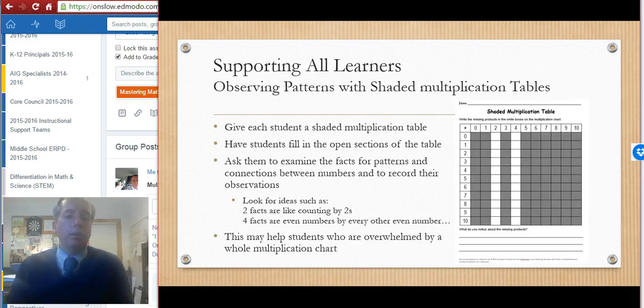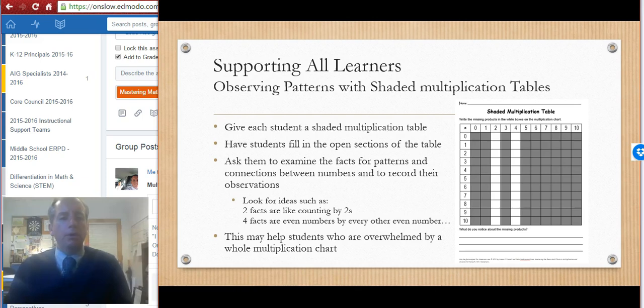Another way to help narrow in the focus for our kids is to use the shaded multiplication table. I think we use this with our 3s as well. So if they have a shaded multiplication table, they're only filling in the 2s and the 4s. And again, this is just another representation of the chart that we used earlier in terms of number of human legs, number of animal legs.